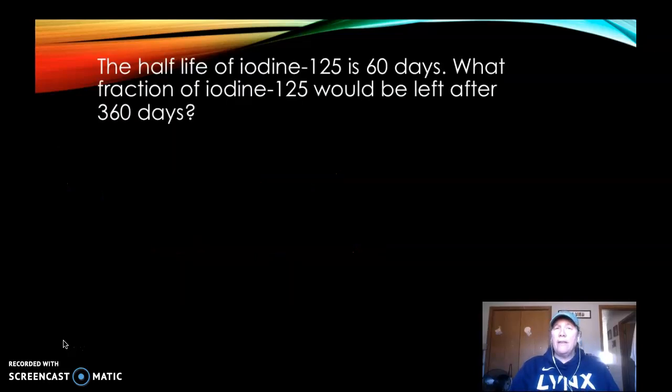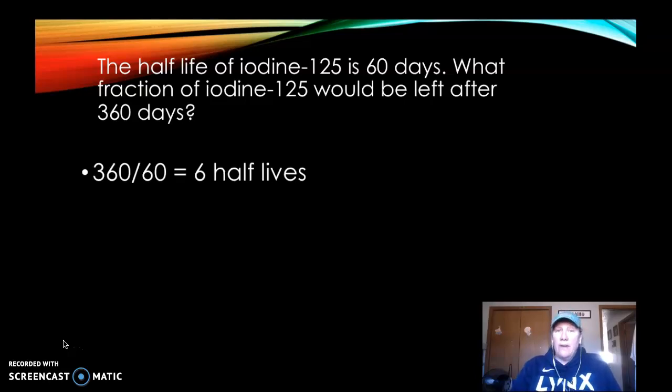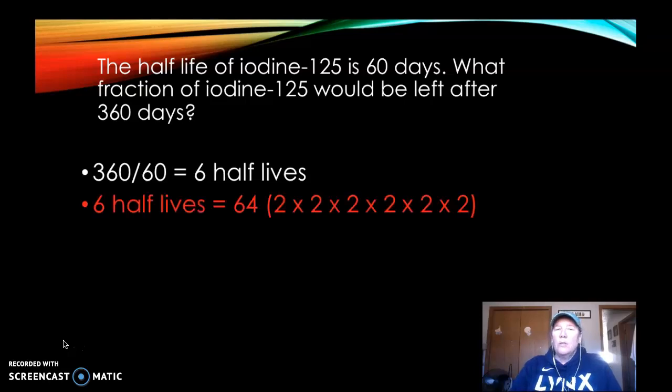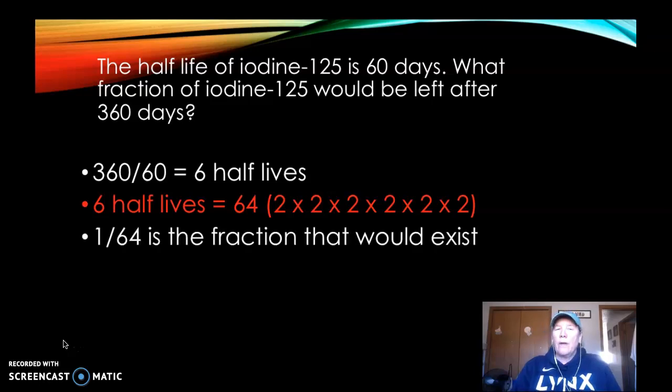Half-lives: if we have iodine 125 and its half-life is 60 days, that means in 60 days you get half of whatever you start with. What fraction of iodine 125 will be left after 360 days? So take 360 divided by its half-life, 60. So that's 6 half-lives, okay? So 6 half-lives is basically 2 times 2 times 2 times 2 times 2 times 2, which is 64, okay? So 1/64 fraction would exist.